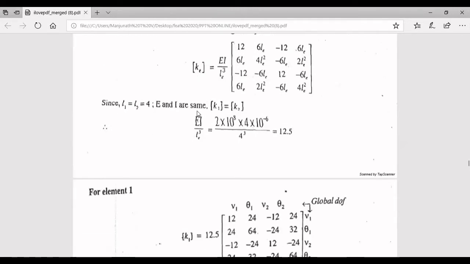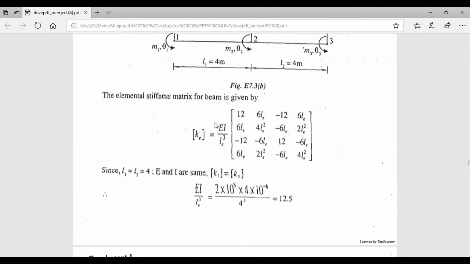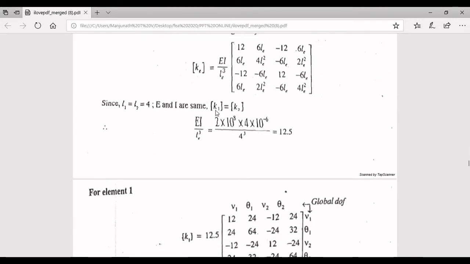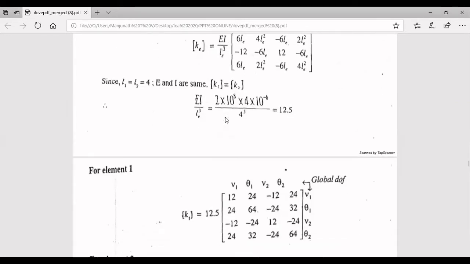Okay, so that E and I are the same for both elements, so we can calculate these values first. That gives EI divided by Le cube, which is equal to, on substituting the E value, I value, and L value, 12.5. This is the same for both elements, so we can use 12.5 in place of EI by Le cube for both elements.